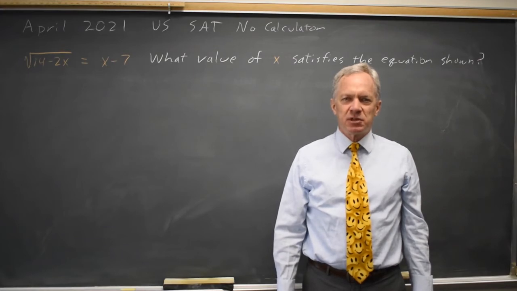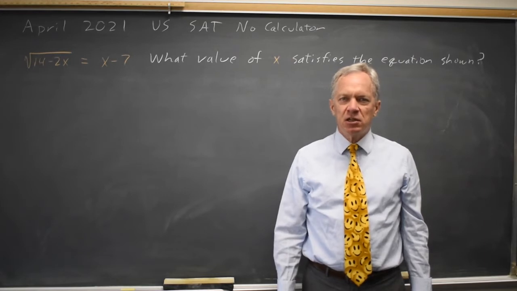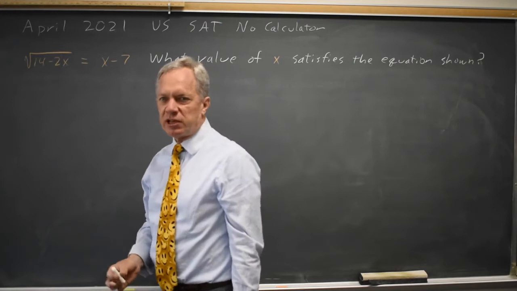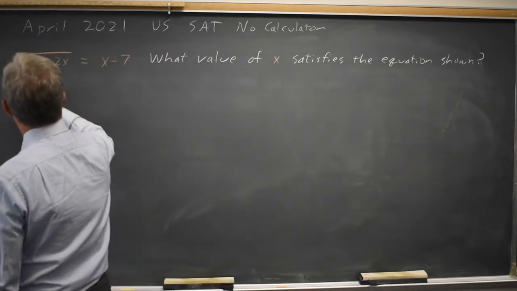I'm Dr. Roger, and this question is from the April 2021 USSAT non-calculator. College Board gives us a radical equation with a square root, and they ask us to solve for x. To do that, I'll square both sides.